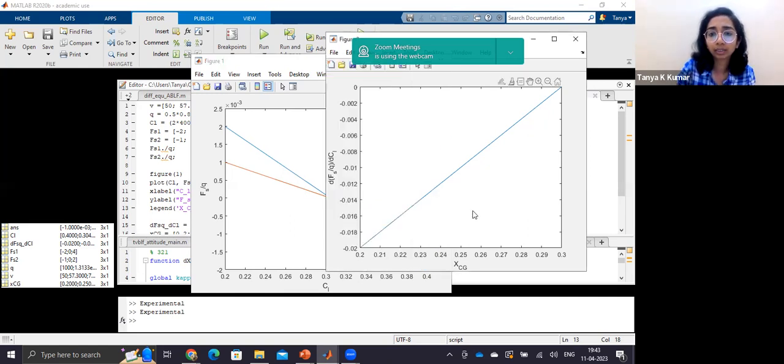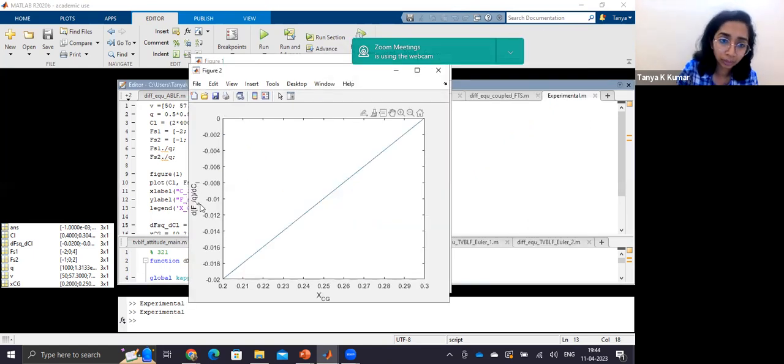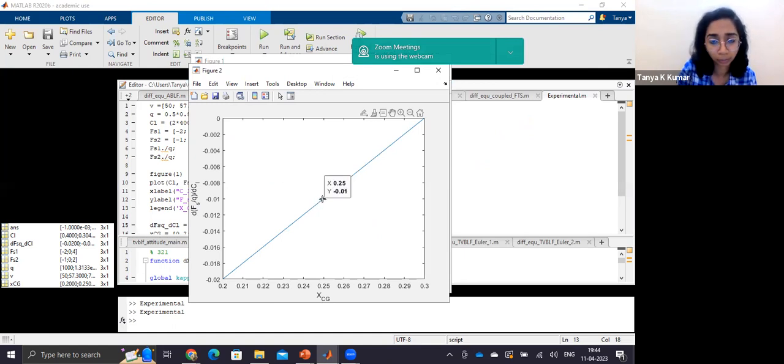Next, I take this plot. This is dFs by Q by dCL, and on the x-axis you have xCg values. The first point was 0.002 for 0.2 CG location. Next is 0.01 for 0.25 CG location. And then if you extrapolate it, you get the next value. So that is 0.3 xCg location, where this becomes 0 is 0.3.